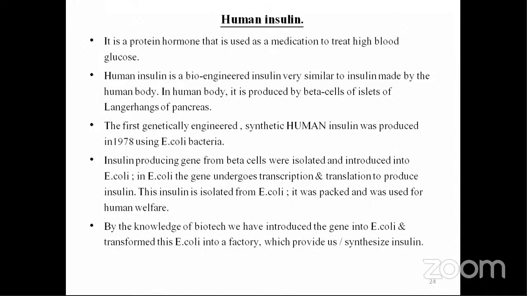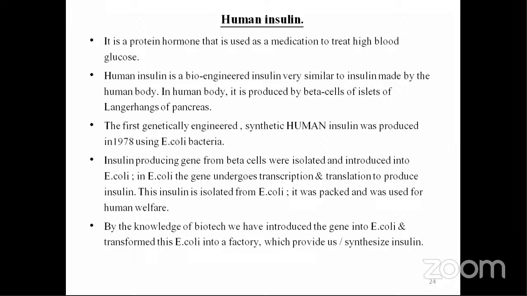Human insulin is one. It is a protein hormone that is used as a medication to treat high blood glucose. Human insulin is a bioengineered insulin, very similar to insulin made by the human body. In the human body, it is produced by beta cells of the islets of Langerhans of the pancreas. The first genetically engineered synthetic human insulin was produced in 1978 using E. coli bacteria. Insulin producing genes from beta cells were isolated and introduced into E. coli.